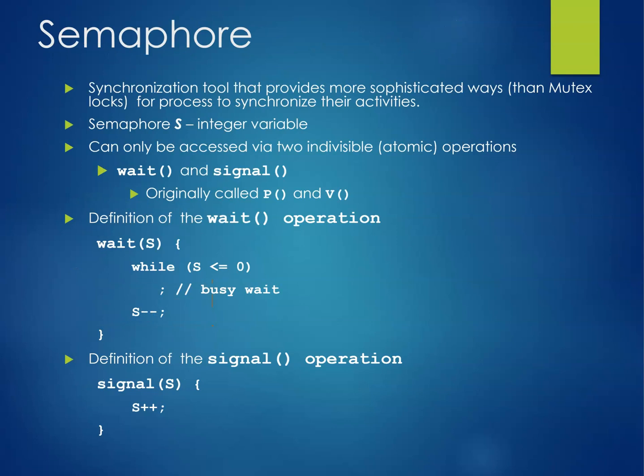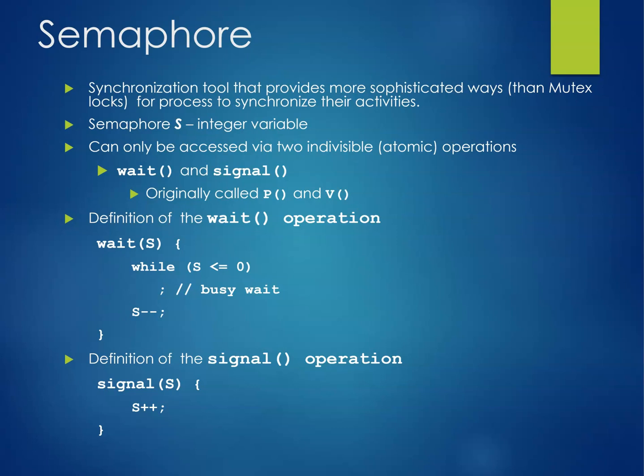A semaphore is a synchronization tool that provides a more sophisticated way than mutex locks for synchronization. S is an integer variable in a semaphore. It can only be accessed via two indivisible and atomic operations, wait and signal. When this was originally designed, they were called P and V. Don't ask me why. I don't know.